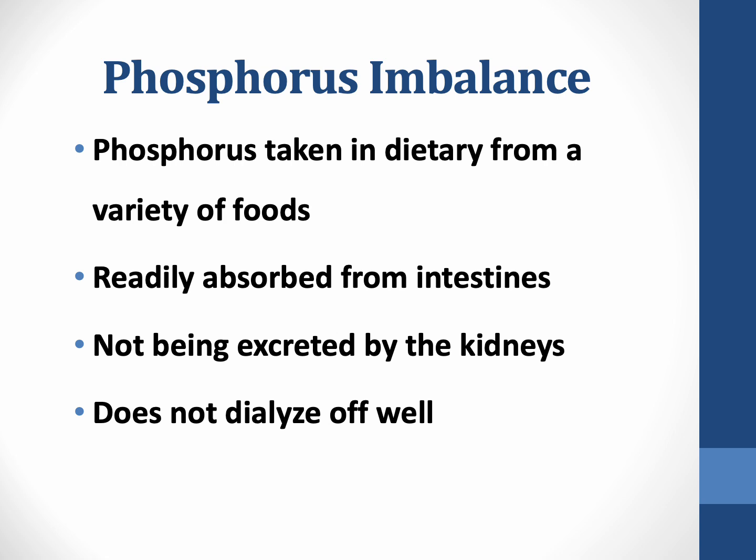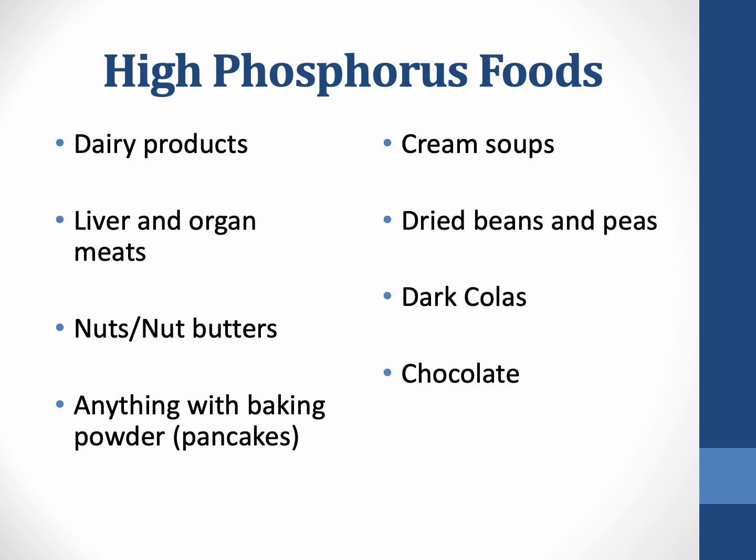In chronic kidney disease, phosphorus imbalances occur because the kidneys are unable to excrete excess phosphorus efficiently. Phosphorus is absorbed from a variety of foods in the diet, and because it doesn't dialyze off well, it accumulates in the body, contributing to complications like mineral and bone disorders. Again, a list of high phosphorus foods is here. Please familiarize yourselves with this.